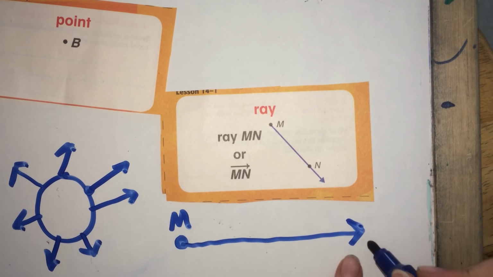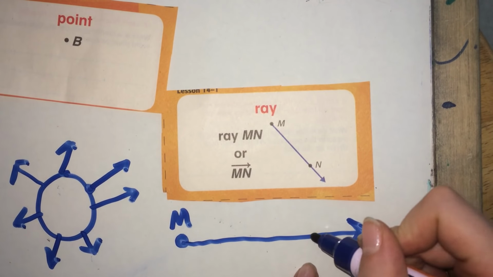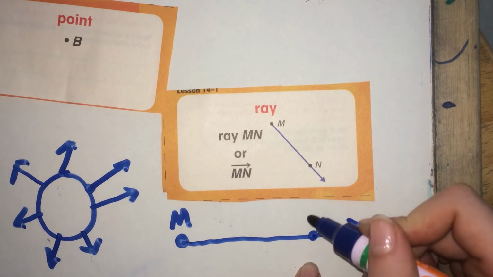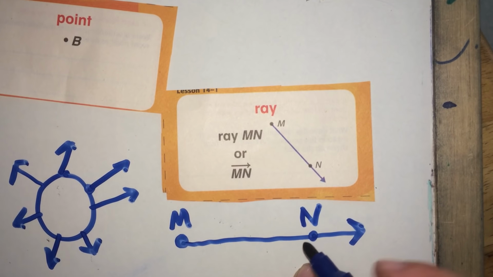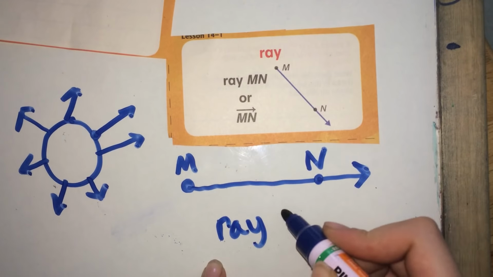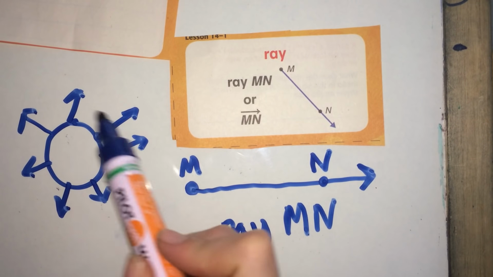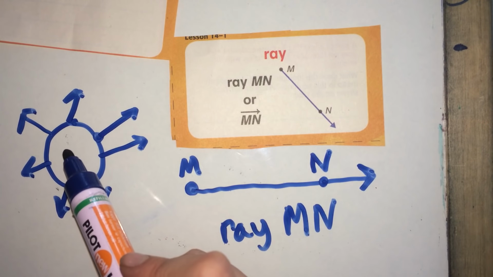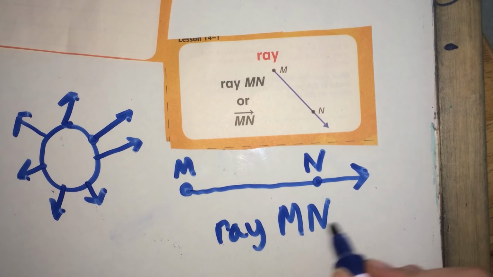And to show that it goes on forever, we use an arrow. You can see it there. And there's always another point probably on it, like N. MN. And so we would call this ray MN. Because if you don't give it a name, which ray are we talking about? Oh, it's that ray. Which ray? Oh, that ray. And it doesn't really make sense, so we need to name it.